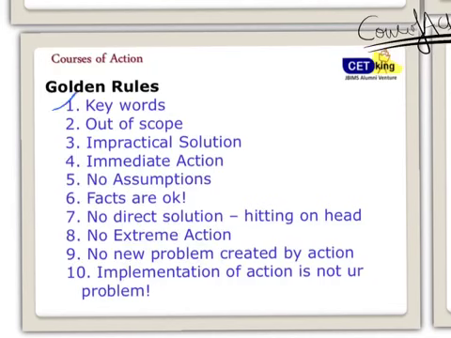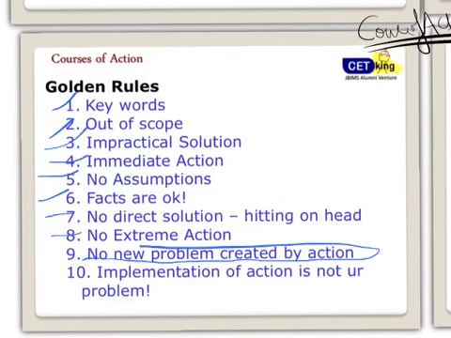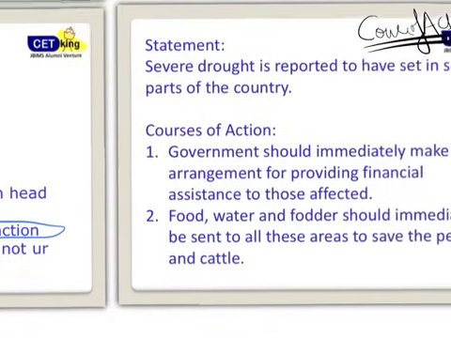Keywords, number 1. Number 2, out of scope. Number 3, impractical solution. Immediate action. No assumptions. Facts are okay. Direct solution. No direct solution. No extreme action. The number 9 is very important. Your problem should not create another problem. No new problem should be created. Number 10 is again, implementation is not your problem. ठीक है, कैसे दिया वो तुम्हारी प्रॉब्लम नहीं है.